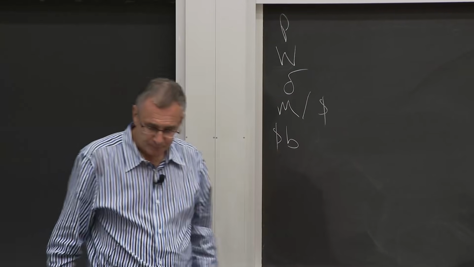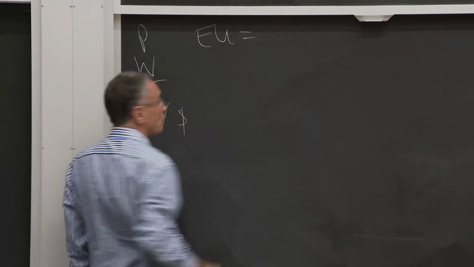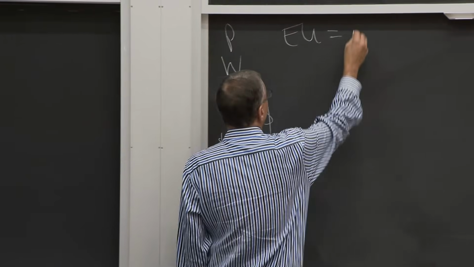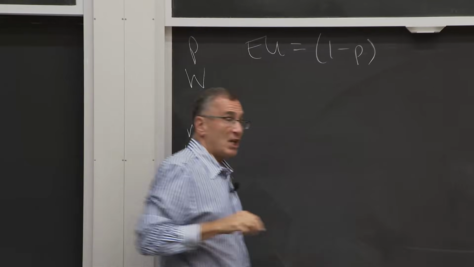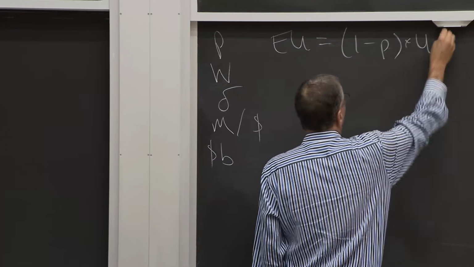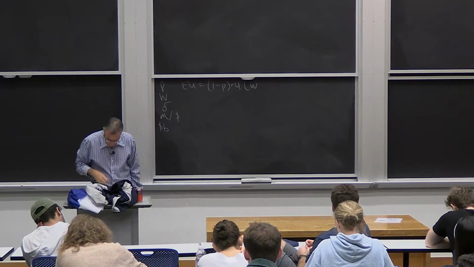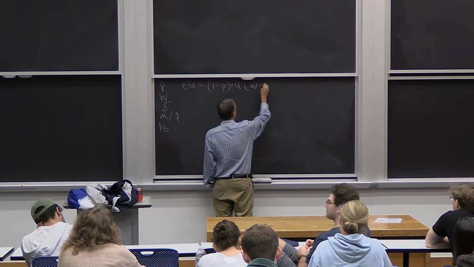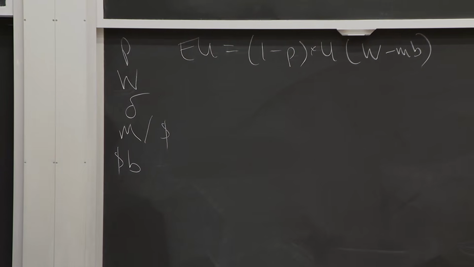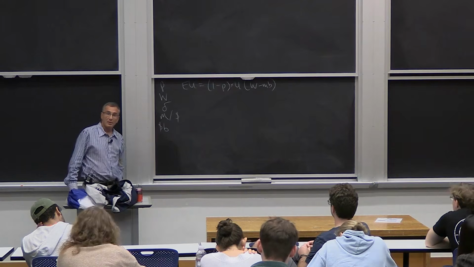Now, we write down your expected utility. What is your expected utility? Well, it's 1 minus P, the chance that you don't get hit by a car, times the utility of W minus what you pay for insurance, MB. So if you want a benefit of $1,000, you pay 1,000 M, because M is per dollar.